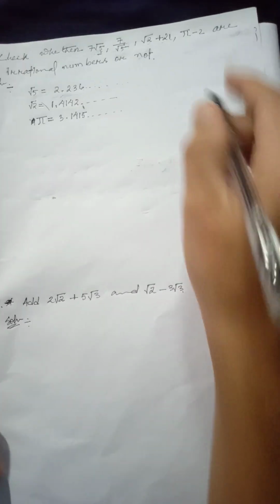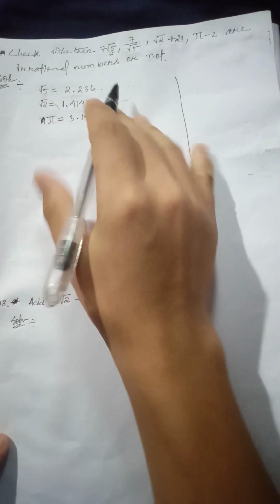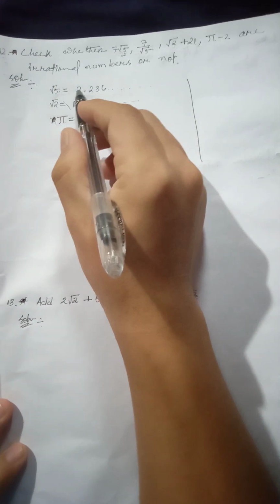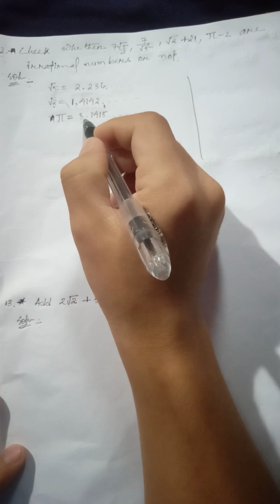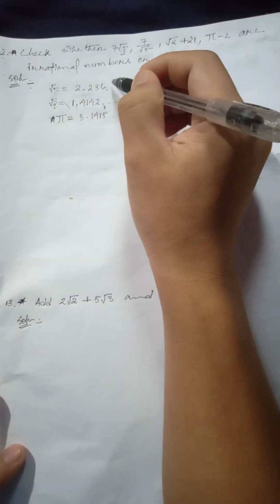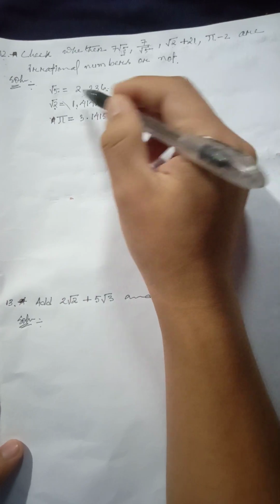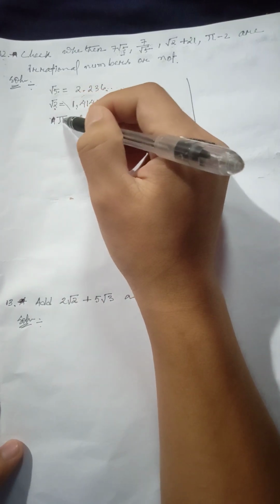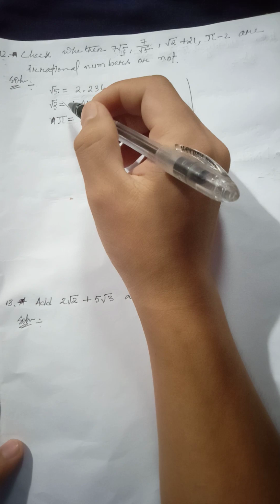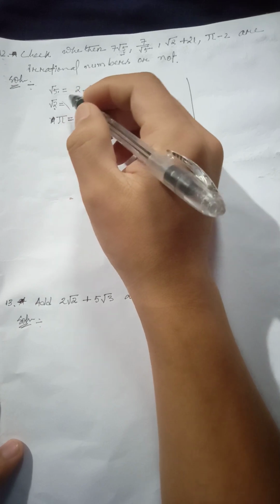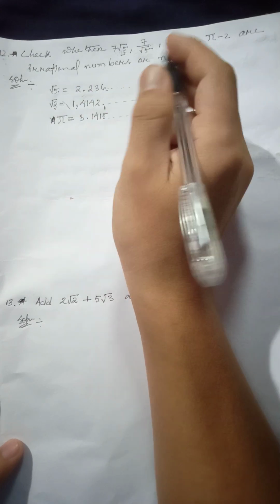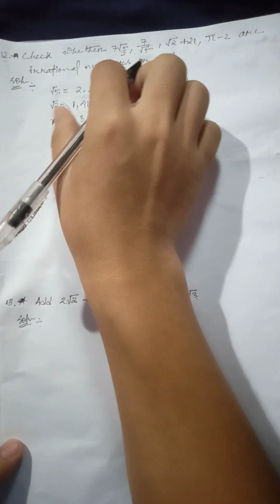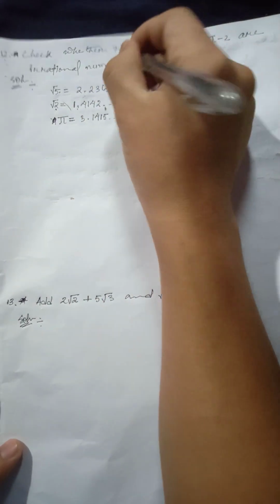Here we simply write the values: the value of root 5 is 2.236, the value of root 2 is 1.4142, and pi equals 3.1415. We are not going much further into how to find root 5, root 2 and pi. All these we already learned in lower classes. So that's all for this. Then let us proceed to the problem.